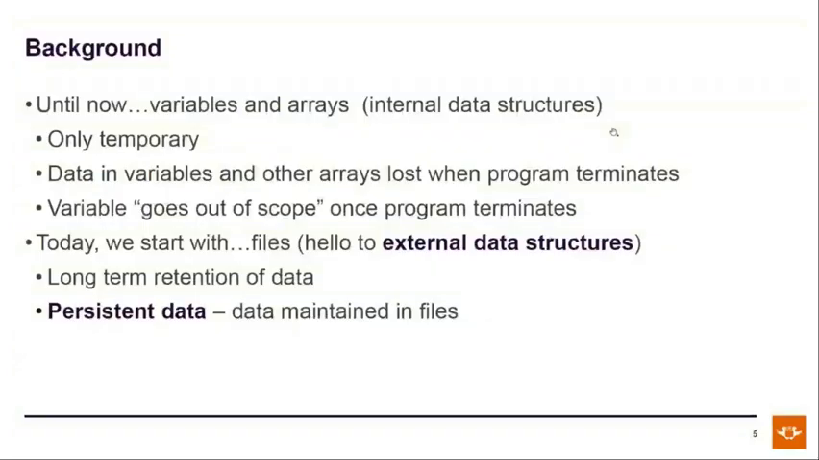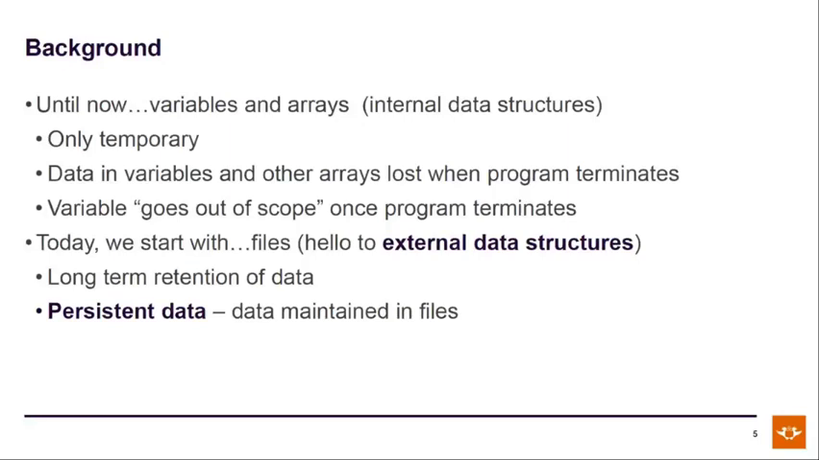Data and machines. Some small background. Until now, variables and arrays are internal structures. That's what we've been using. Keep in mind that variables and arrays are only used as temporary storage. So when your program terminates, you lose that information. So we use files, your introduction into persistent data, to make sure that we don't lose that information, in external data structures.